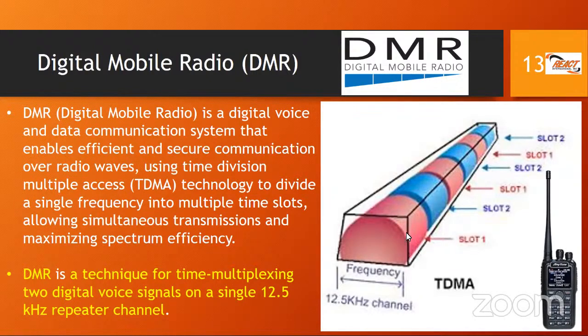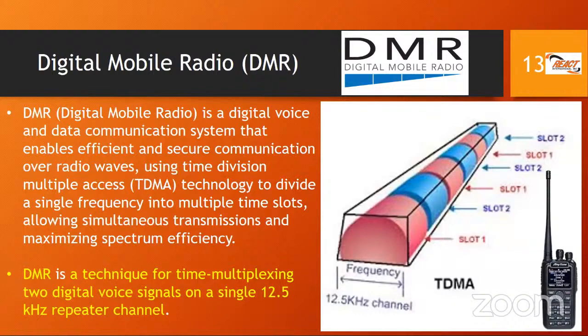So slots, right? So hopefully this is a visual representation of what is going on. But for the exam, we need to know it's a time multiplexing of two digital voice signals, using a single 12.5 kilohertz repeater channel. That's the bandwidth that this signal occupies. TDMA as the technique, right? An excellent mode for amateur radio operators.